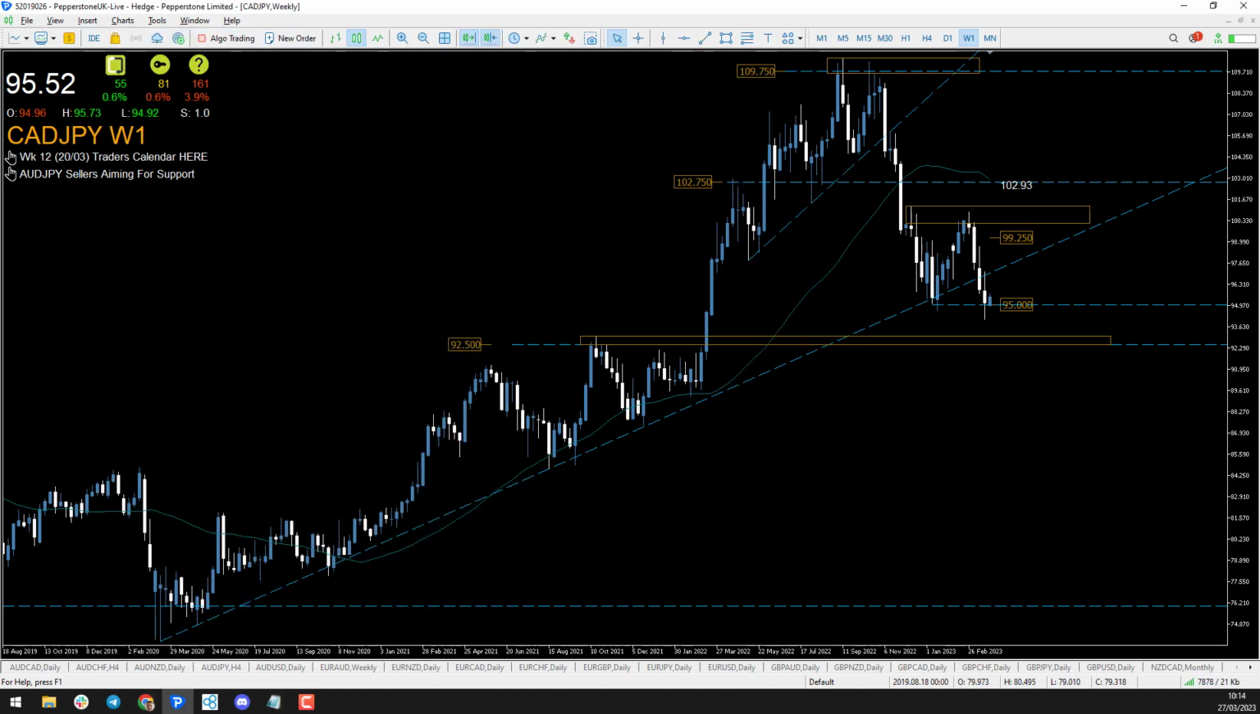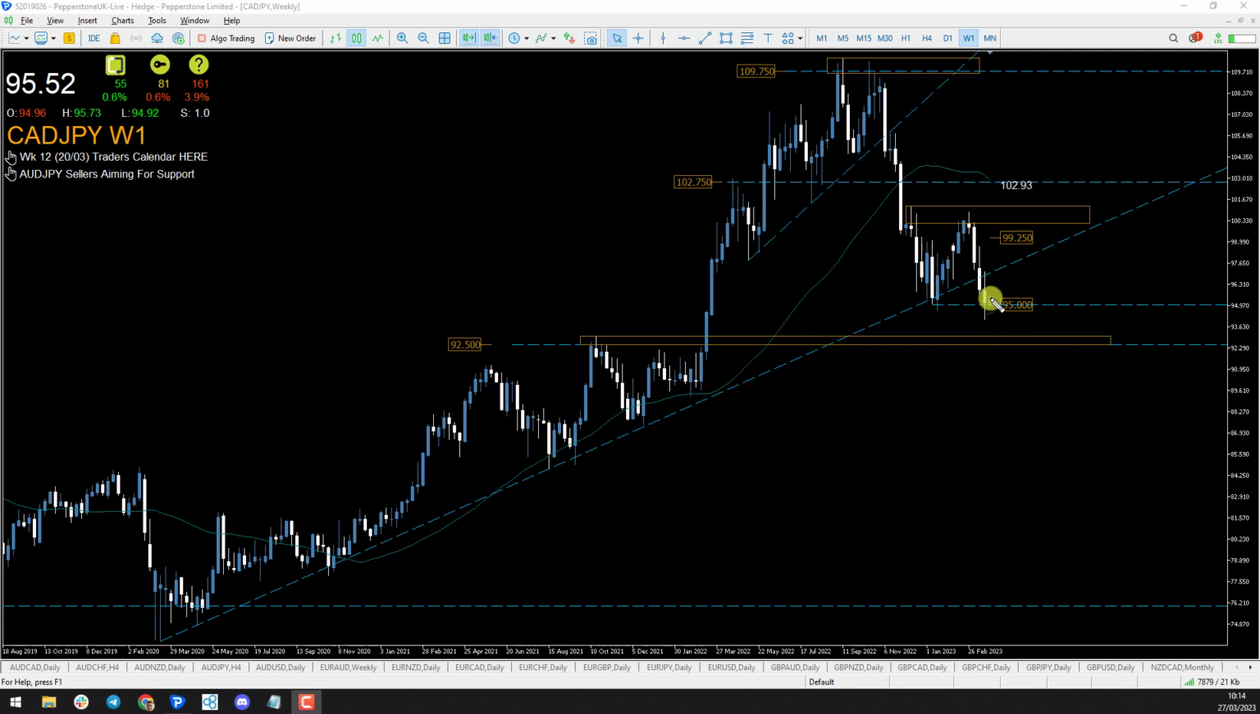Now I'm on the weekly chart, and we've spoken about CAD yen for a good period of time now. We've been looking for opportunities to the downside. We caught a nice move from the 98 handle down to the 95 handle, so that was a nice 300 pip move that we took advantage of.